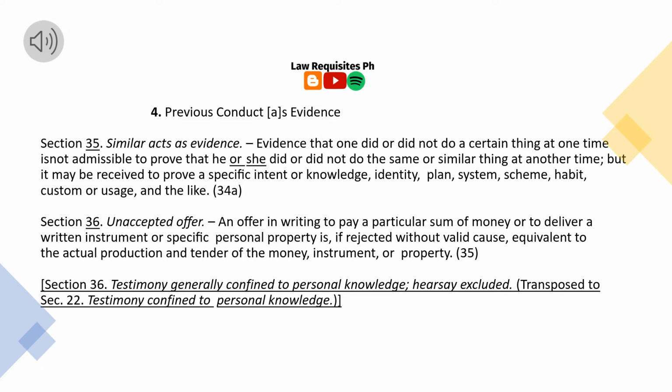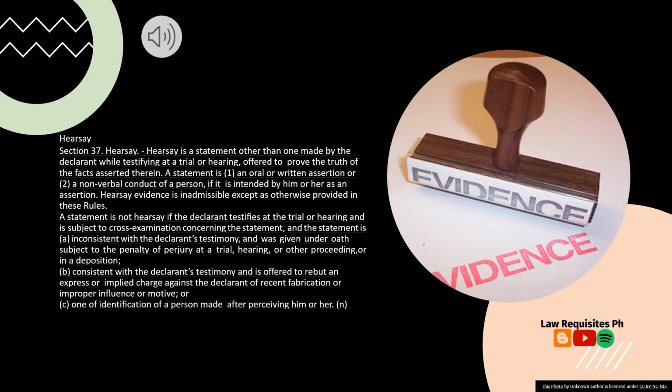35. Testimony generally confined to personal knowledge, hearsay excluded. Section 36 transposed to Section 22. Testimony confined to personal knowledge. Hearsay. Section 37. Hearsay. Hearsay is a statement other than one made by the declarant while testifying at a trial or hearing, offered to prove the truth of the facts asserted therein. A statement is: 1. an oral or written assertion, or 2. a nonverbal conduct of a person, if it is intended by him or her as an assertion. Hearsay evidence is inadmissible except as otherwise provided in these rules.